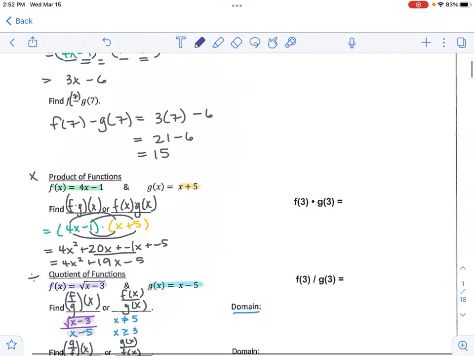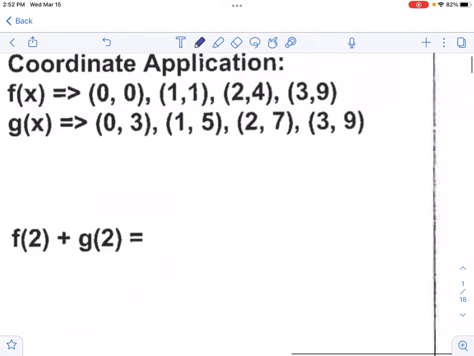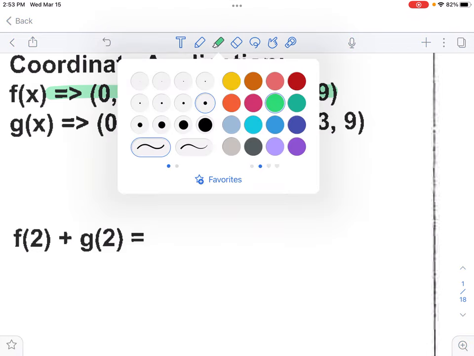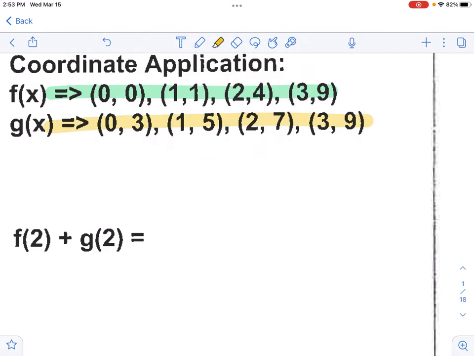We can also deal with functions where we are given just coordinates. So let's take a look here. Notice in this top line, we got our f junk happening, and in the bottom line, we have our g junk happening. So we're looking for f of 2 plus g of 2. Starting with the f stuff, f of 2, I'm plugging in 2. Here's my x coordinate of 2, and what pops out is 4. So f of 2 gives me 4.